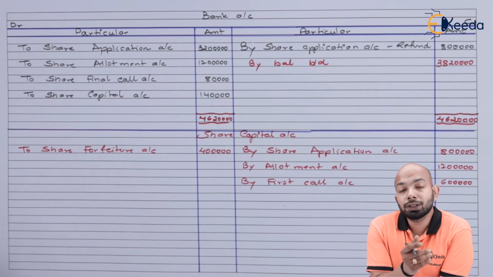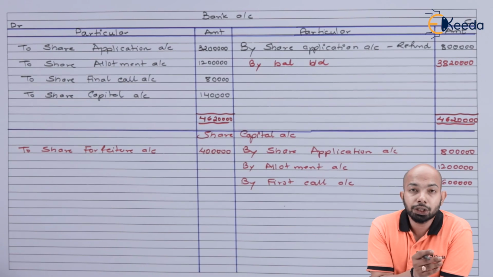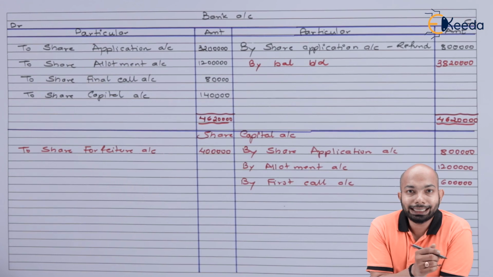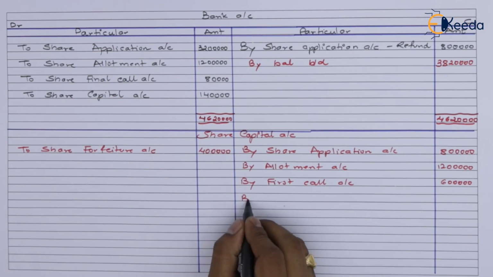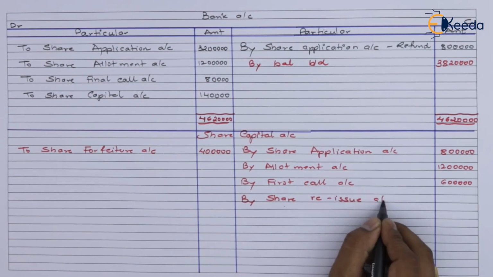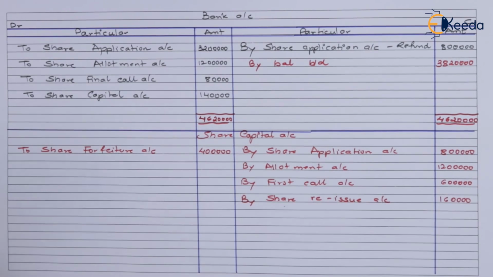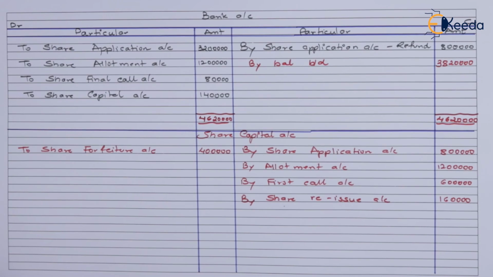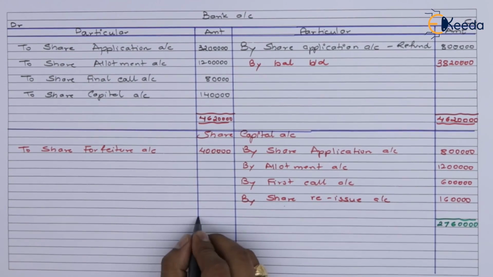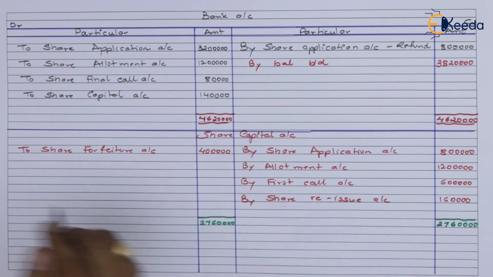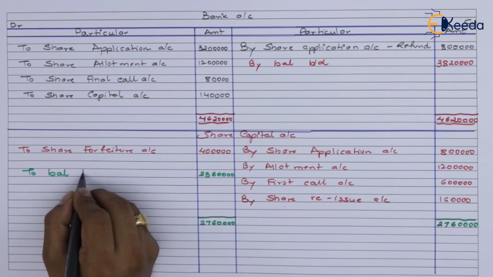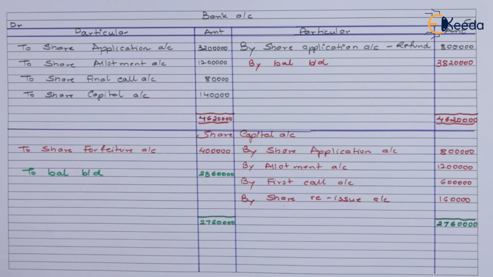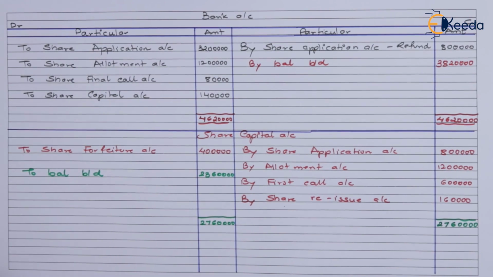Now after share forfeiture, the next thing that we have to mention here is the reissue. That means where the bank account was debited and share capital was credited. So let's mention that. So here the share capital account totaling needs to be done. Everything has been mentioned here. Let's figure out what is the balancing figure that we have. So the balance in share capital will be 23,60,000, which has been mentioned here.